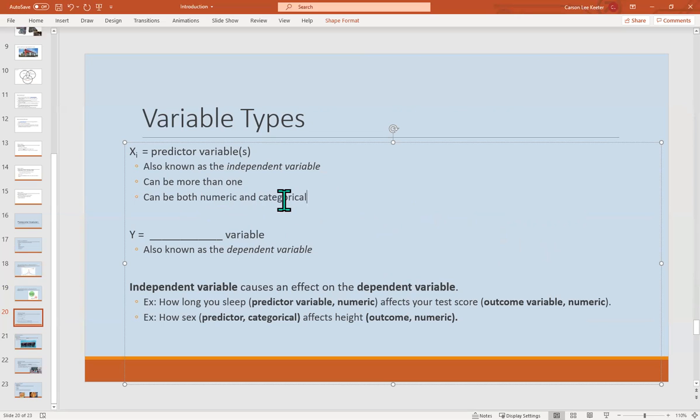So in the categorical instance, if we were to say, how do the heights differ between males and females? Well, our predictor variable is males and females. It's sex there, and that's categorical, okay? M and F, easy as that, okay? But if we wanted to say, how does height affect weight? Well, then that's numeric. Our predictor variable is height, and that's numeric, okay? So 5'7", 5'8", et cetera, et cetera.